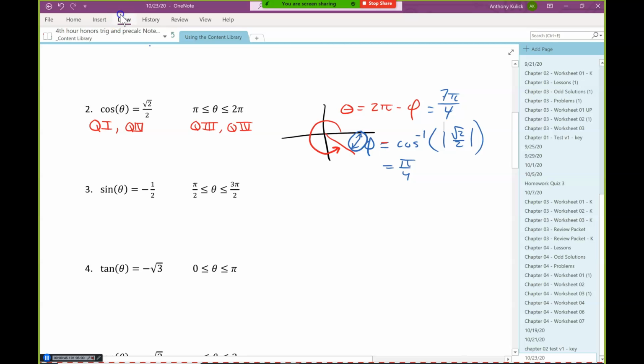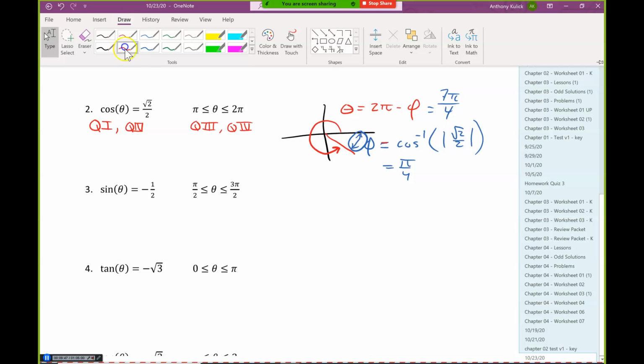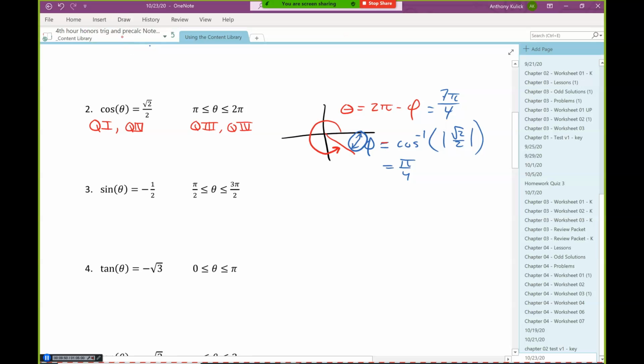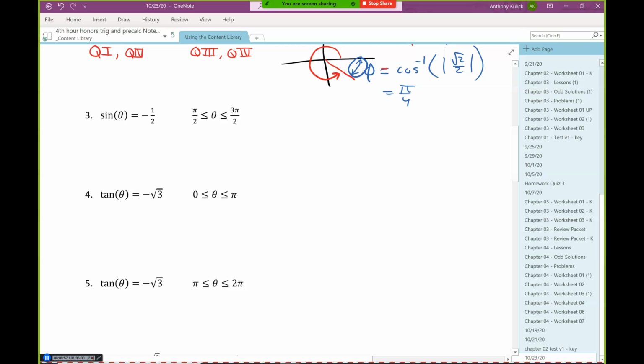So, tangent is negative in what quadrants? 2 and 4, right? Since tangent is y over x, it needs to be in quadrants where only one of the coordinates is positive and the other is negative. 0 to pi is what quadrants? 1 and 2. So we know the answer we're looking for is in quadrant 2.